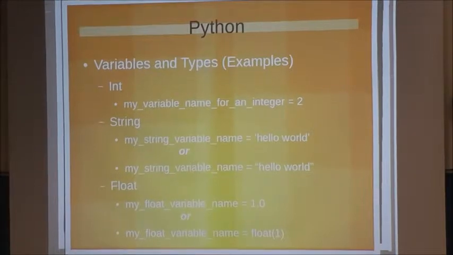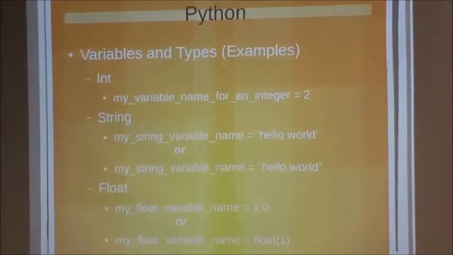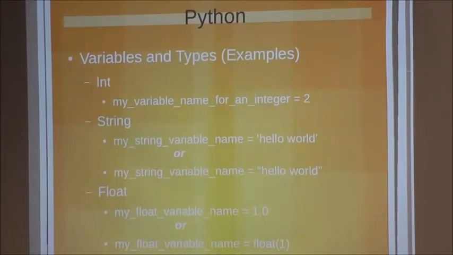So how many people know C or C++? What do you have to do to make an integer? Type the type, the variable name, equals the initial value, semicolon. That's 5 things you have to do. Here you have to make 3.